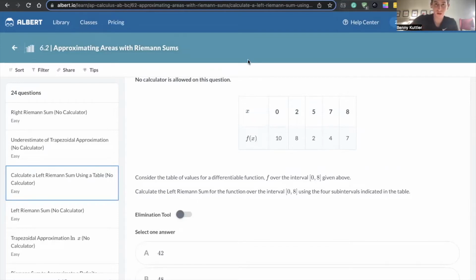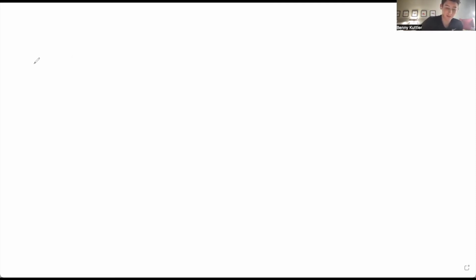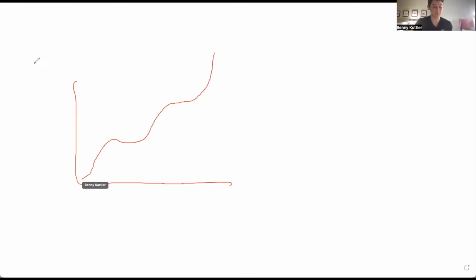So before we start with this problem, let's introduce the idea of Riemann sums and what this means. Imagine we have a graph that looks something like that. Could be any graph, doesn't really matter. Now we cannot split that into geometric shapes to find the area because it's rounded. But what we can do is approximate it by making it into geometric shapes.